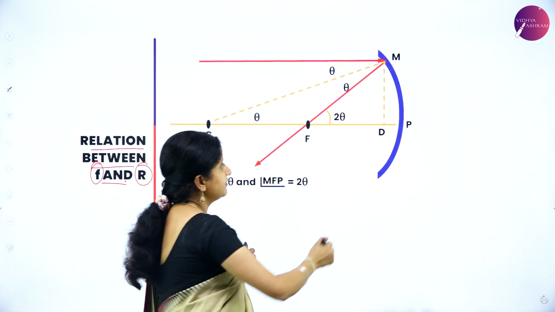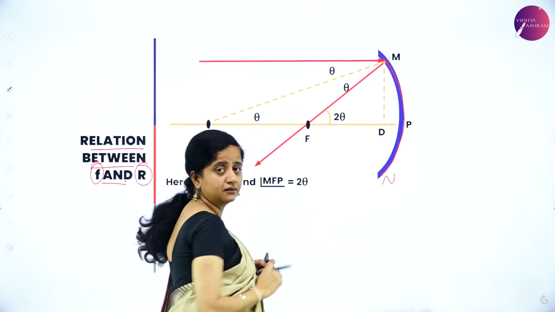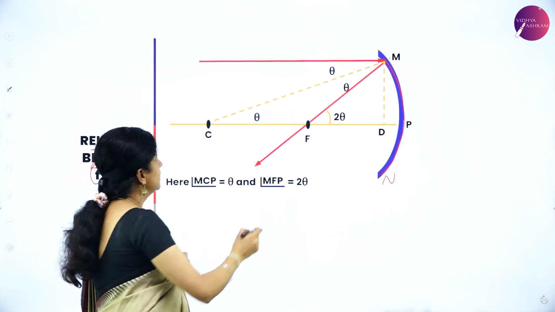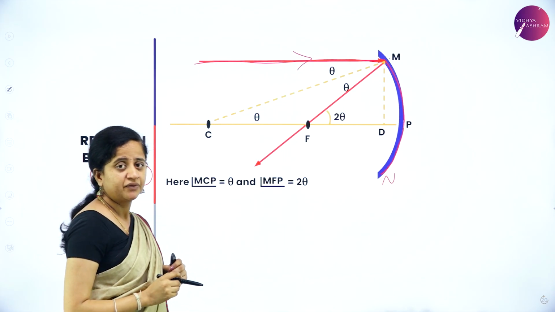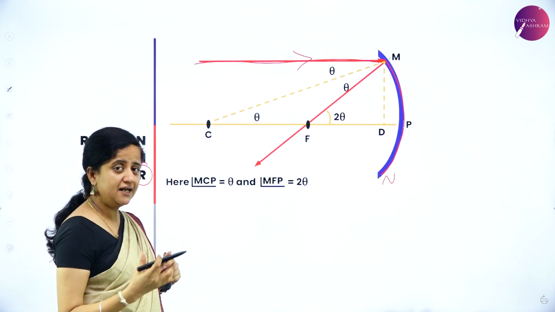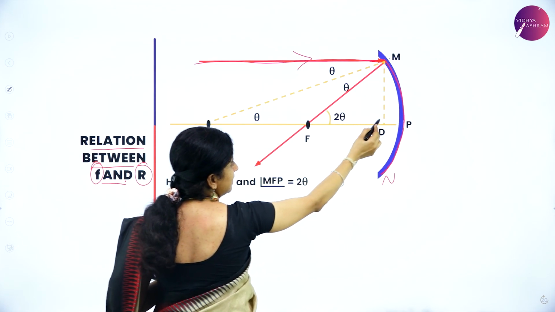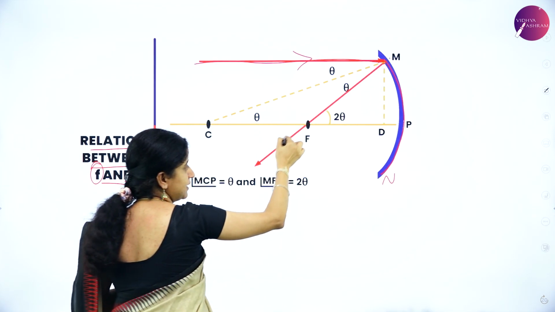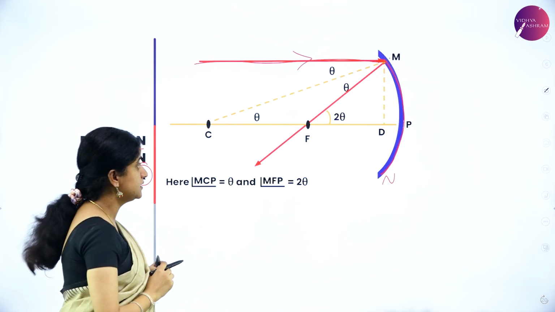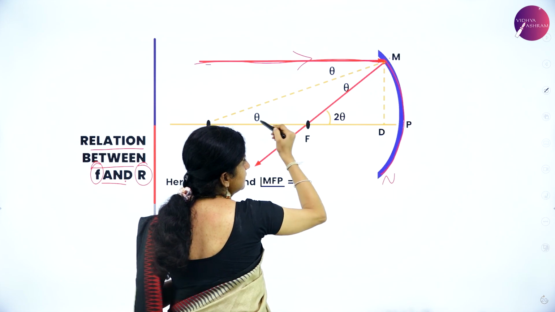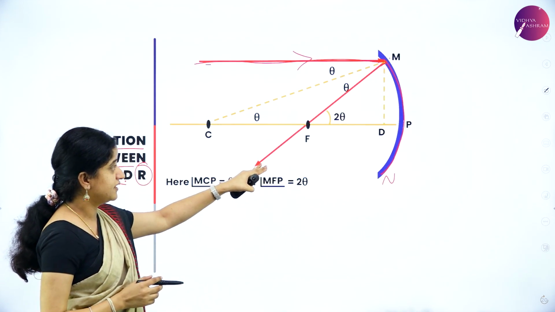For that, I have considered a concave mirror MN. It has a reflecting surface. Now, this is my incident radiation. So, there are certain rules to draw the ray diagram. When the incident ray is parallel to the principal axis, after reflection it will pass through the principal focus. F is nothing but the principal focus. So, this is parallel to the principal axis and after reflection it is passing through the principal focus. This is the reflected ray.